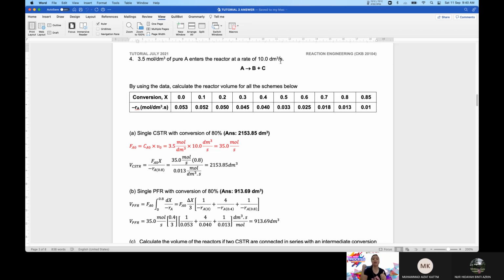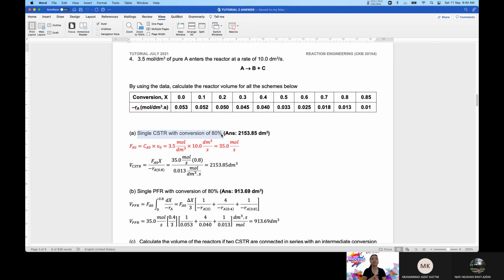So I know CA0, I know v0. So by now kamu dah boleh agak. Kalau tahu CA0, tahu v0, mestilah boleh cari FA0. Okay, so done. So dia beritahu kita table ni. So setiap conversion ni, dia beritahu kita berapa minus RA dia. Okay, so let us go to the very first question. Dia kata cari volume single CSTR conversion 80%. So dia kata kita nak cari volume and dia beritahu dia adalah one reactor, one single CSTR and they achieve conversion directly from 0 terus 80% using one reactor.